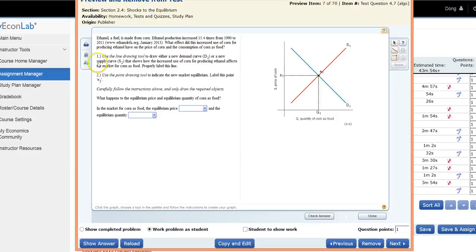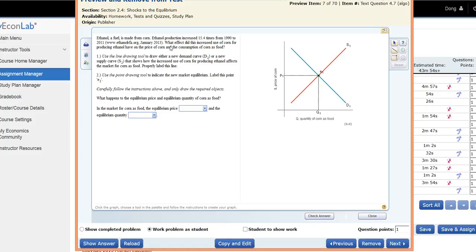for producing ethanol, or it can also be used as a source of food. So the setup tells us that the demand for corn has increased over time because the ethanol production increased, and to produce ethanol we need corn. So when more corn is used in producing ethanol, obviously there's less corn left for food. Hence, the supply of corn for food will decrease because of that fact.